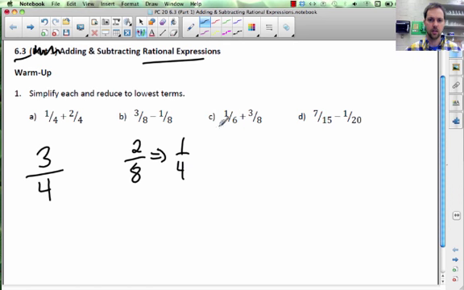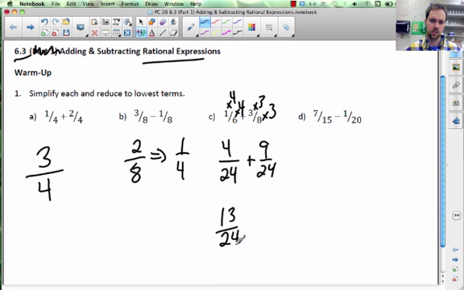1/6 and 3/8, we need a common denominator. The lowest that we can find is 24. So 6 times 4 is 24, so we multiply numerator by 4 and denominator by 4. And then 8 times 3 is 24, so numerator by 3, denominator by 3. And we get plus 9 over 24. And 4 and 9 is 13, and 13 is prime. So this is not reducible, and we're done.